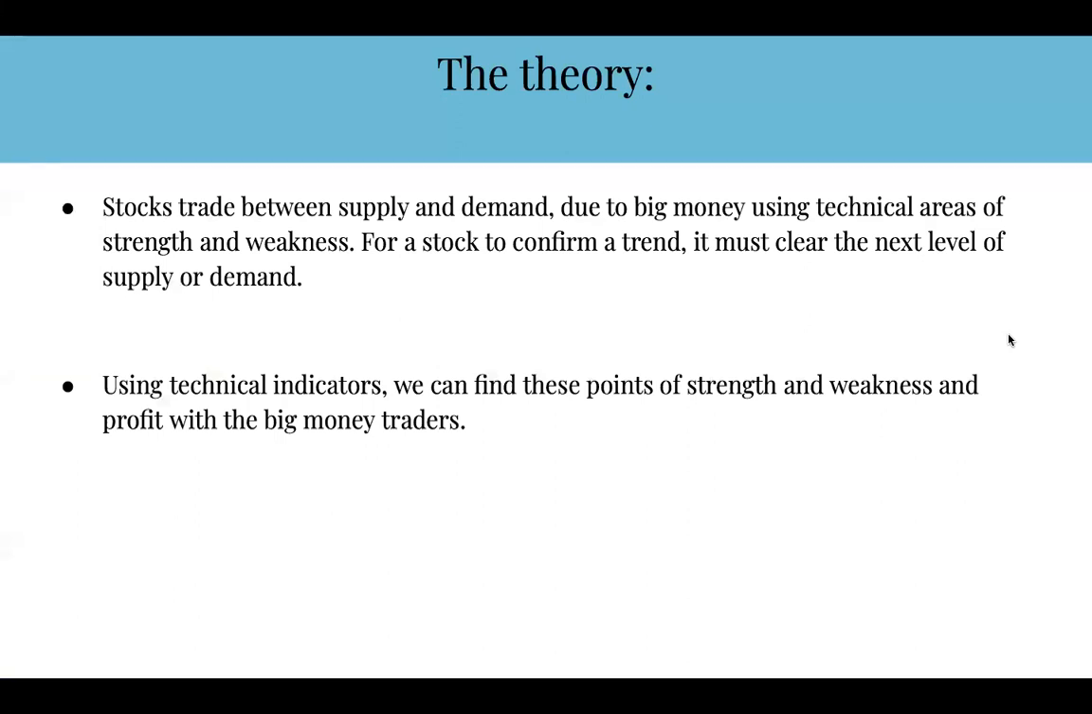So when we're looking at the theory, what it really states is that stocks trade between supply and demand, and that is due to big money using technical areas of strength and weakness, right? So you look at supply, that's your area of weakness, and demand is your area of strength. For a stock to confirm a trend, it must clear the next level of supply or demand, right? And we'll look at that a little deeper as we start to set up our charts.